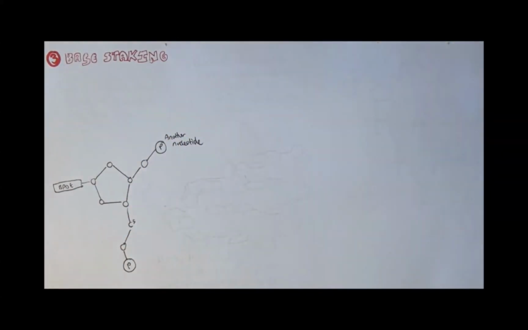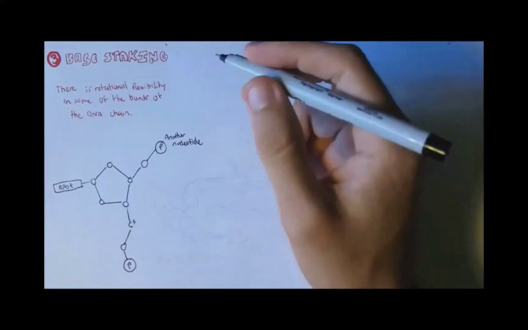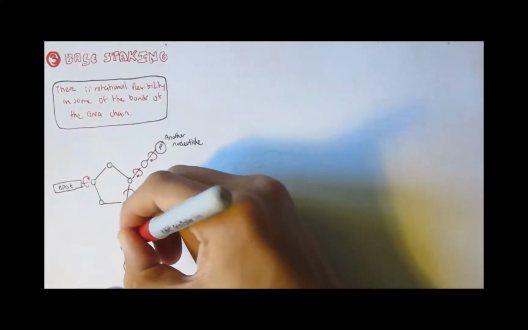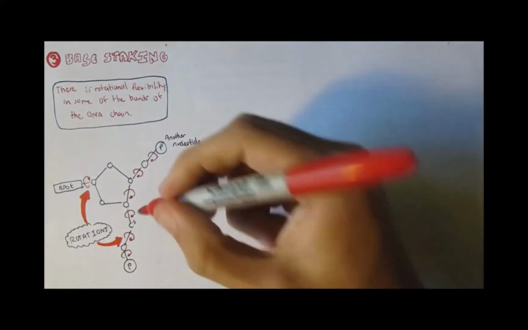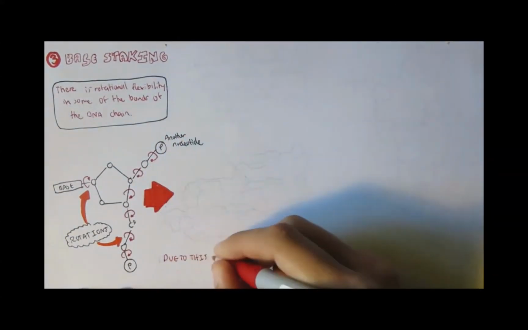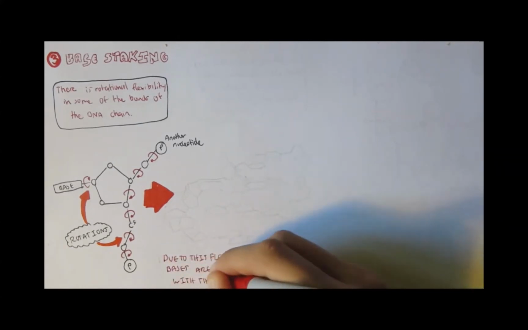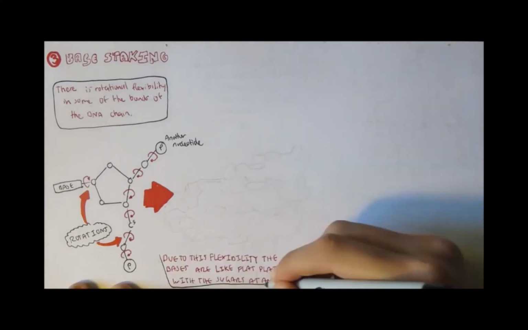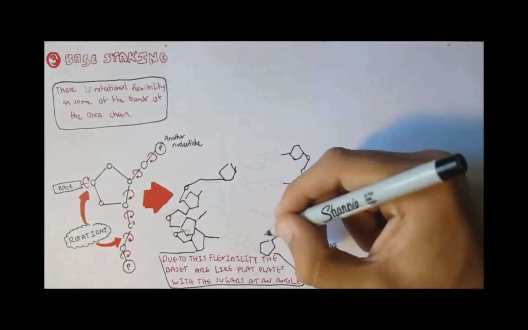group of another nucleotide. Now to understand the base stacking, we have to learn that the bonds on a single nucleotide can rotate. There is rotational flexibility in some of the bonds of the DNA chain. So here we see rotations. And so due to these rotations and flexibility, the bases are like flat plates with the sugars at an angle. A DNA strand looks something like this, a little bit messy, because of the rotations.